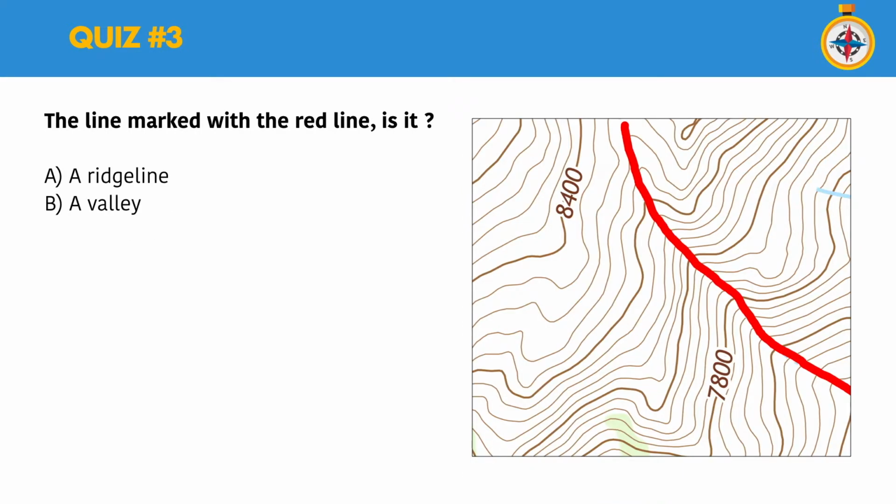Quiz number 3. The line marked with the red line, is it A. A ridge line or B. A valley?